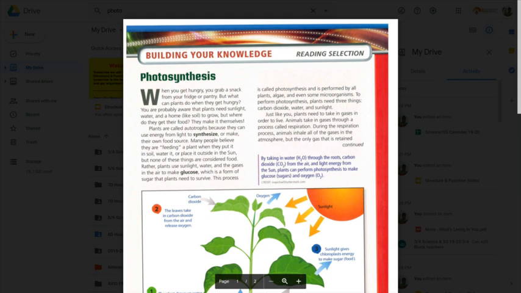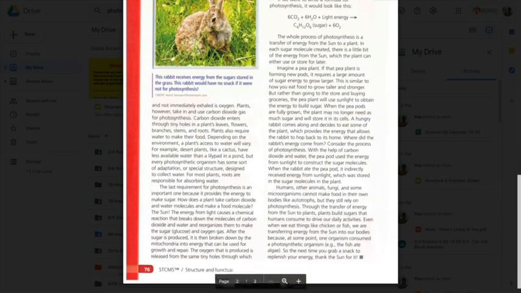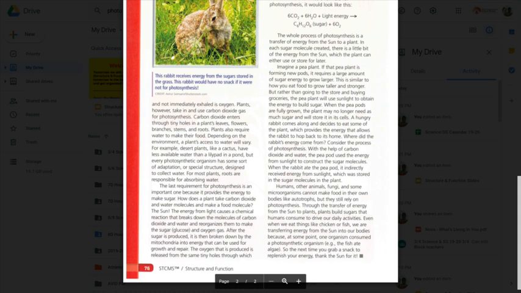To perform photosynthesis, plants need three things: carbon dioxide, water, and sunlight. Just like you, plants need to take in gases in order to live. Animals take in gases through a process called respiration. During the respiration process, animals inhale all of the gases in the atmosphere. But the only gas that is retained and is not immediately exhaled is oxygen. Plants, however, take in and use carbon dioxide gas for photosynthesis. Carbon dioxide enters through tiny holes in plants' leaves, flowers, branches, stems, and roots.